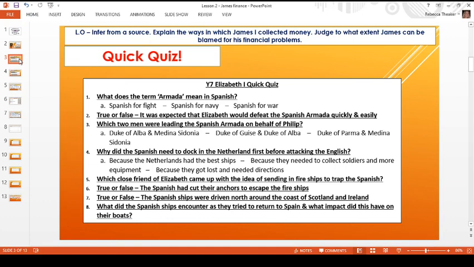Question 3. Which 2 men were leading the Spanish Armada on behalf of King Philip? So which 2 men were in control of the Spanish Armada? Was it A, the Duke of Alba and Medina Sidonia? Was it B, the Duke of Guise and the Duke of Alba? Or was it C, the Duke of Parma and Medina Sidonia?